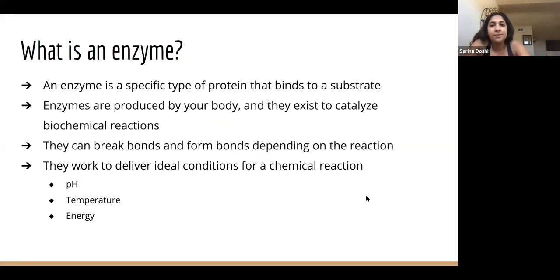So while enzymes are the sites of these reactions, they also serve to alter the pH, temperature, the amount of energy you need in a reaction to make the reaction as thermodynamically and universally favored as possible.